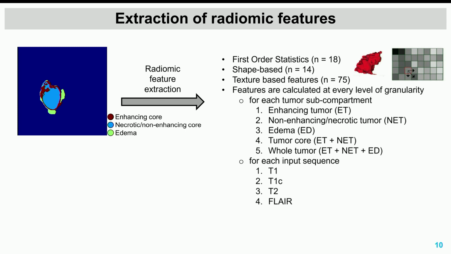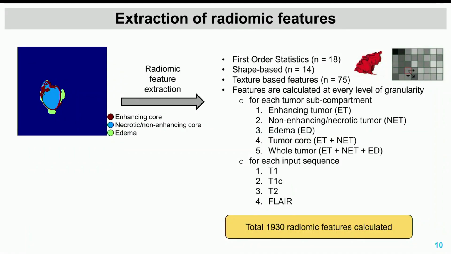So it's calculated for the enhancing, necrotic, and edema classes, but also the tumor core class, which is the combination of enhancing and necrotic, and the whole tumor class, which is the combination of all these 3 classes, are also of interest. So we calculate the radiomic features for those classes as well. And we do this for each input sequence that is input to the model. This way we can have at most 1930 radiomic features per patient session from a tumor segmentation mask.